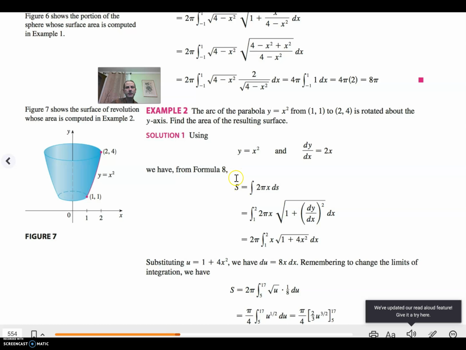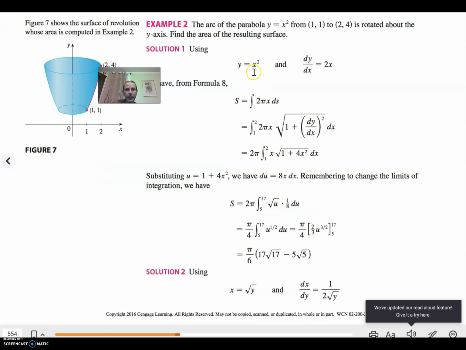Now the book is kind enough to illustrate this with an example. If you look at example 2 in the book, they want to take this piece of parabola from x equals 1 to 2, and they want to rotate it about the y-axis. So first off, to rotate it about the y-axis, the formula is the surface area is the integral of 2 pi x ds, and then you just calculate dy dx, and you wind up with 2 pi times the integral of x times the square root of 1 plus 4x squared dx, which in this case is quite nice. You can do a simple substitution, and you'll get that answer quite quickly.